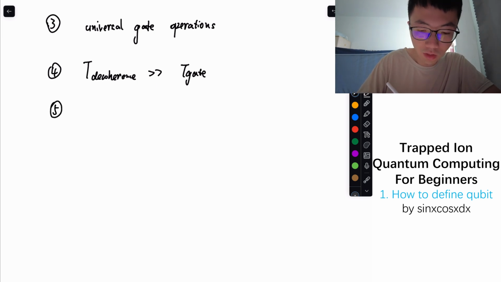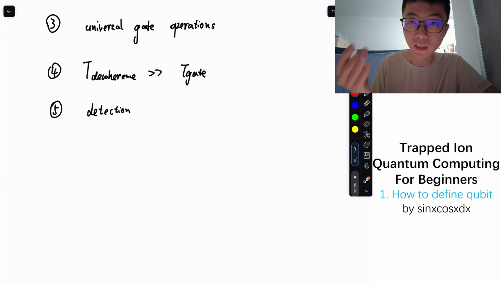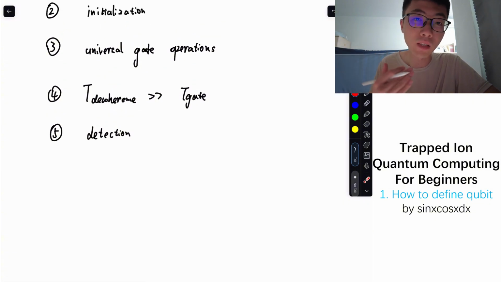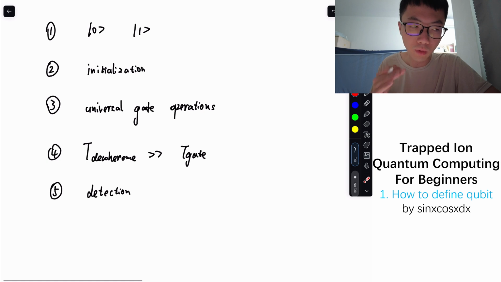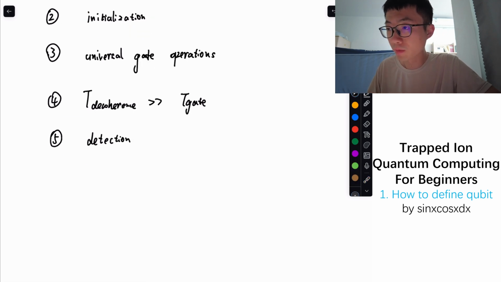And the fifth condition is that we need to be able to do detection of the states. We do the calculation to get the result, and we need to use the detection to get the result outside. At the end of the computing, we need to detect each qubit and find whether it is on 0 or 1. We need to detect many times and get the average, so that we know the superposition coefficients of 0 and 1. And these are the 5 criteria.